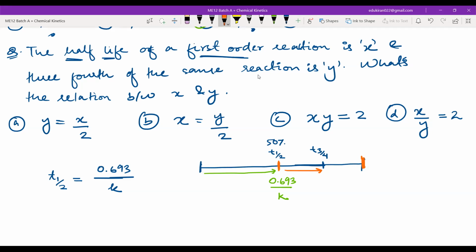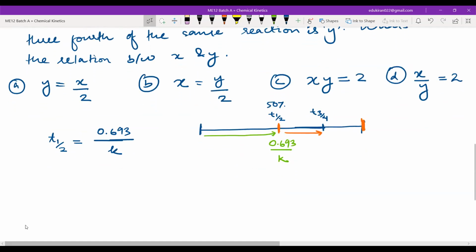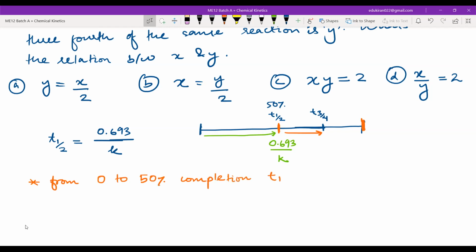Now very carefully, from 0 to 50% completion, T half is equal to 0.693 divided by K. Now from 50%, but this is a new zero.